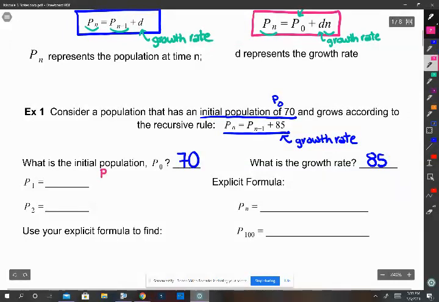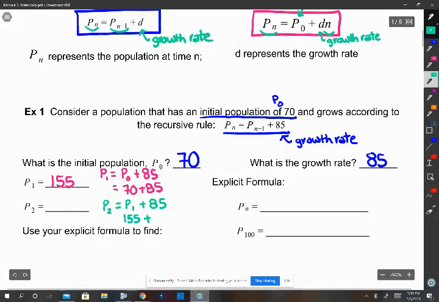So when I go to find p sub 1, in order to find p sub 1, I would need to know p sub 0, and then I would add 85 to it. We know p sub 0 is 70, so we're going to go 70 plus 85, and we're going to get p sub 1 is 155. And then, in order to find p sub 2, if we're using a recursive formula, that means I need to know p sub 1, and then I'm going to add 85 to it. So p sub 1 we know is 155. And then if we add 85 to it, we're going to get, looks like, 240.